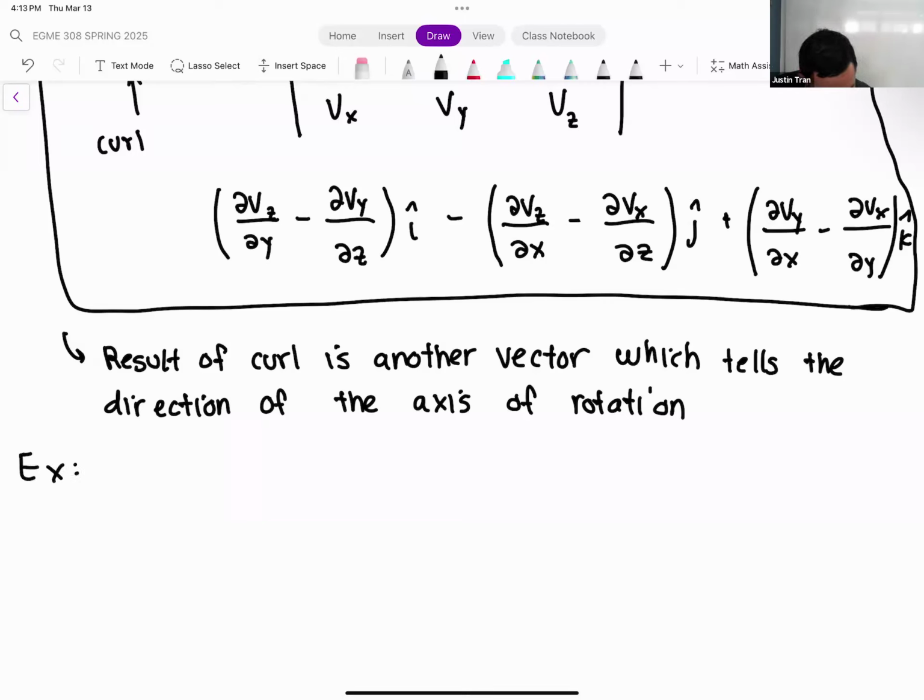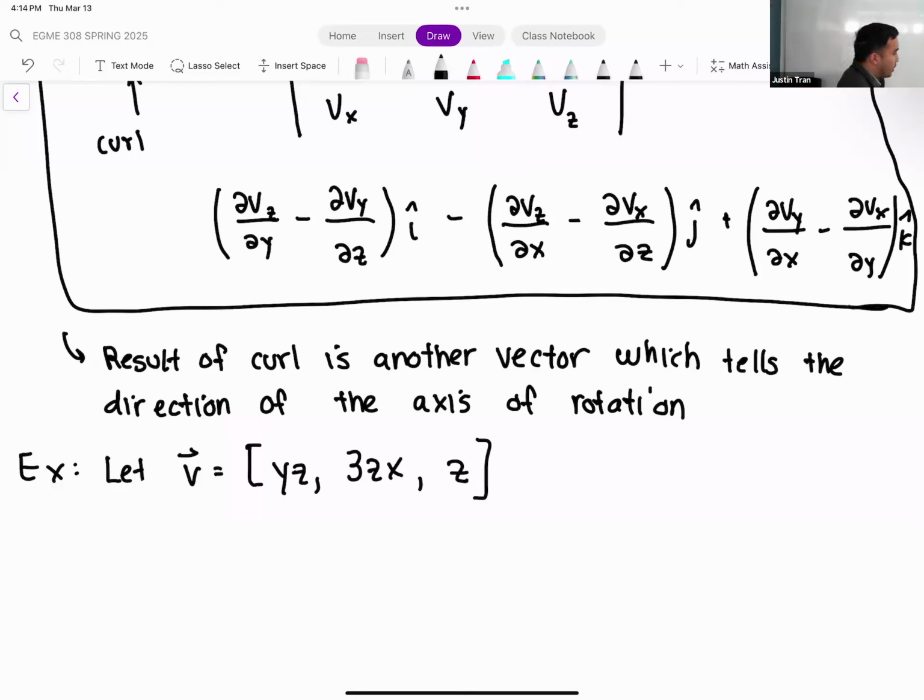So let's define a vector field V. Let V equal yz, 3zx, and z. Those are our 3 components of the vector field. The first component here is going to be Vx. The second component, the 3zx, is going to be Vy. And the third component, which is z, is going to be our Vz. So let's take this and compute the curl.